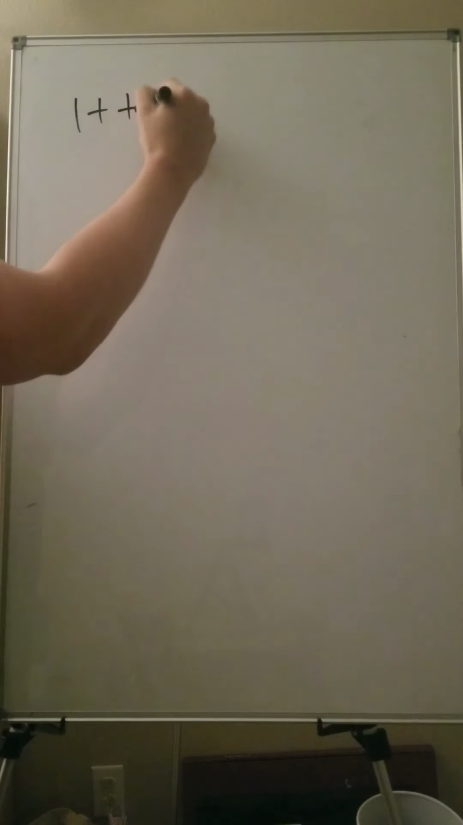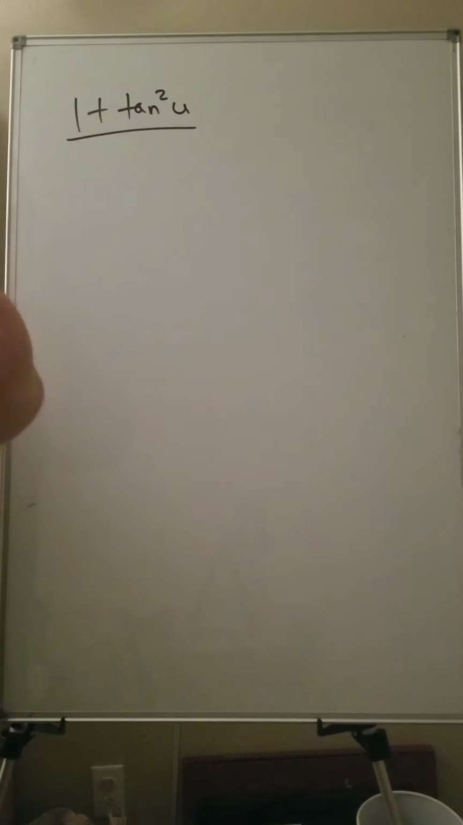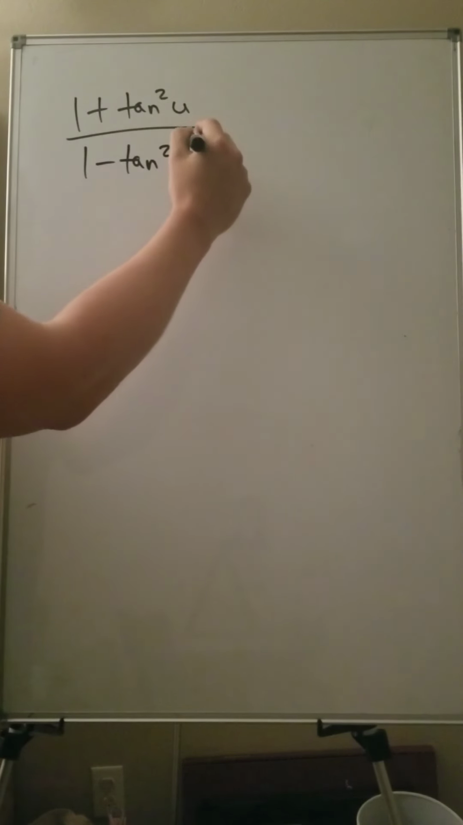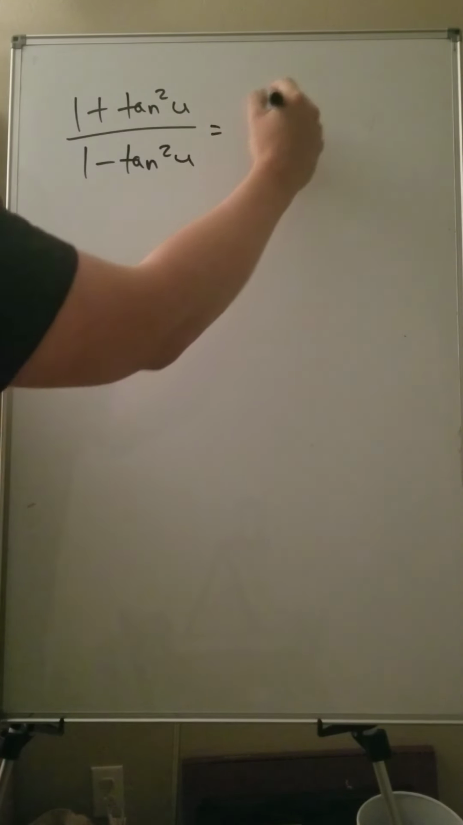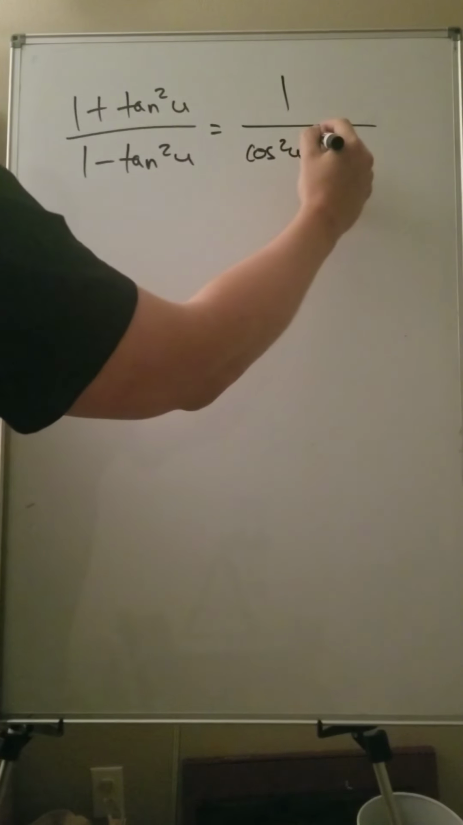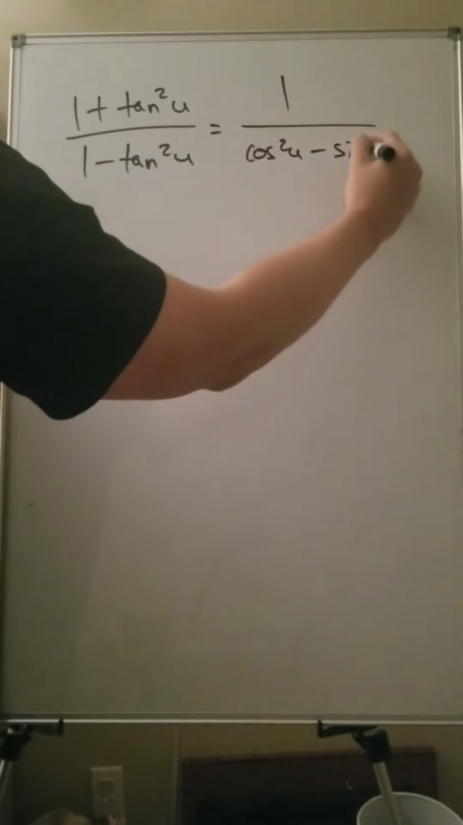Okay, this next problem I have 1 plus tangent squared u over 1 minus tangent squared u. And that's supposed to equal 1 over cosine squared u minus sine squared u.